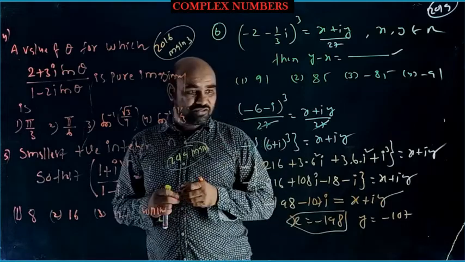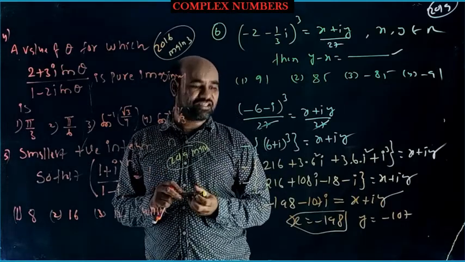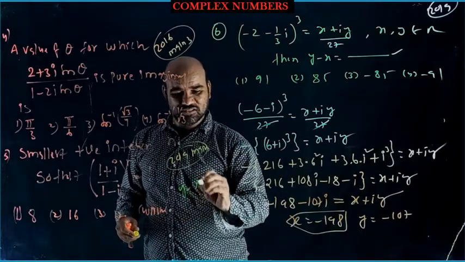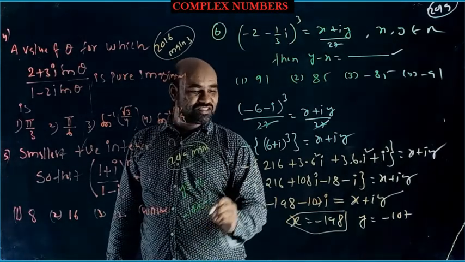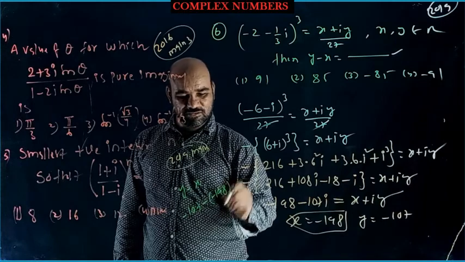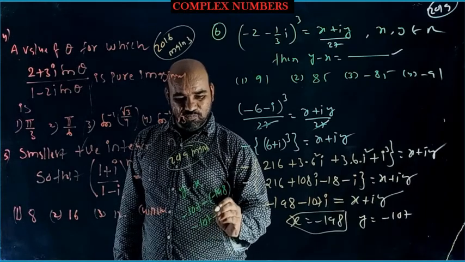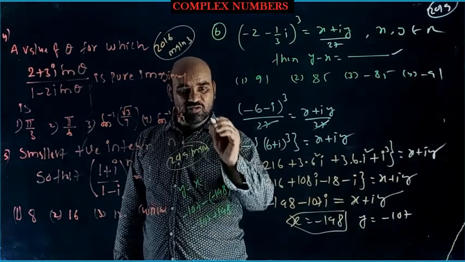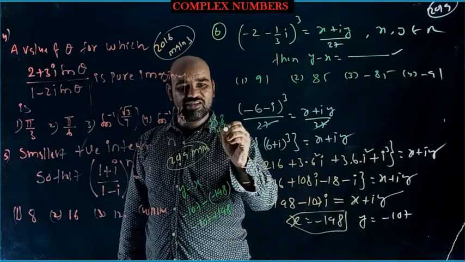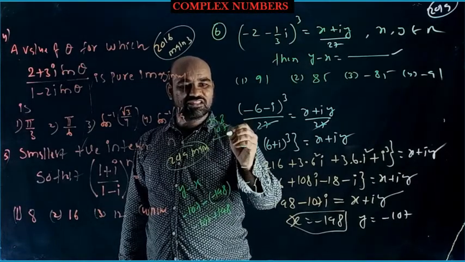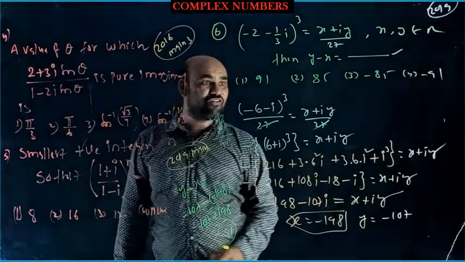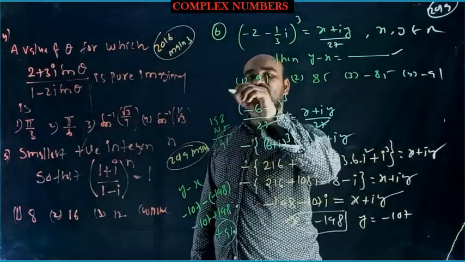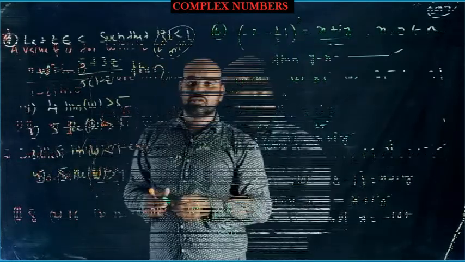So what do we want? We want y minus x. Y means minus 107, minus of minus x means plus 198. That is minus 107 plus 198, which is 198 minus 107. Yes, 8 minus 7 is 1, 9 minus 0... that gives 91. So the value of y minus x is plus 91. Option 1 is correct.